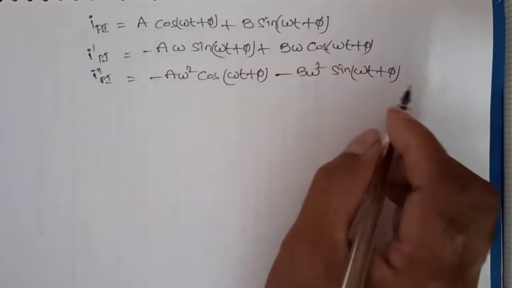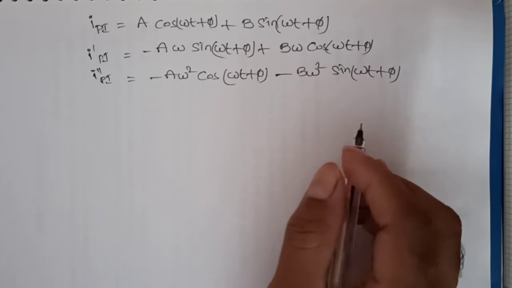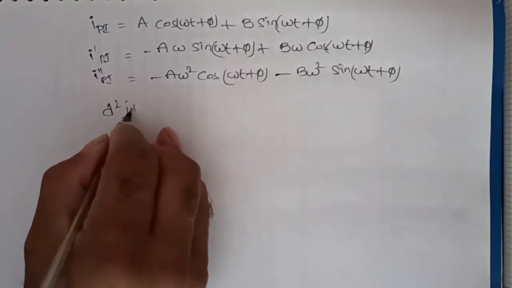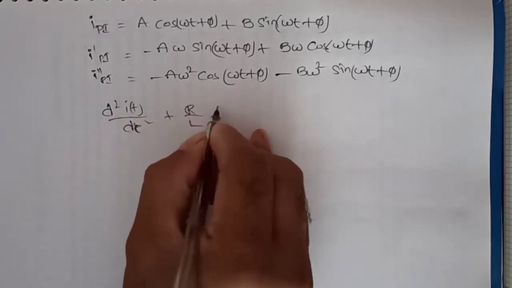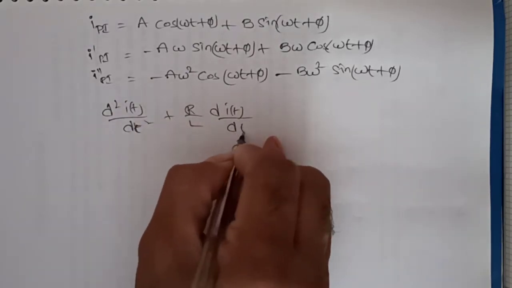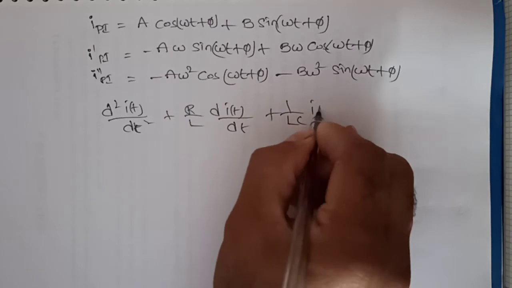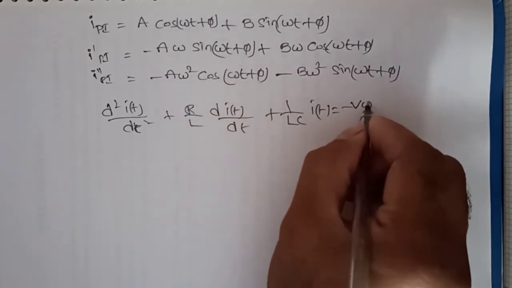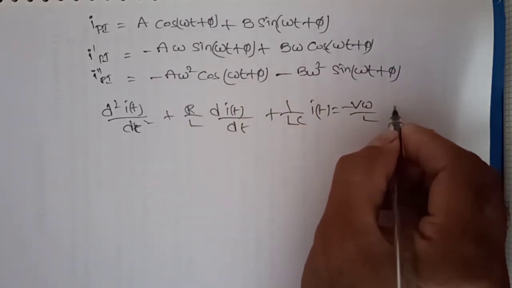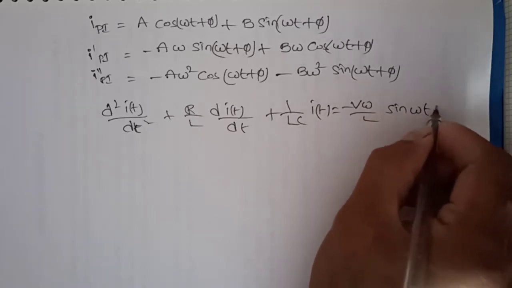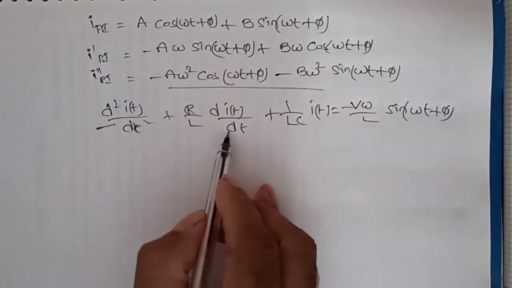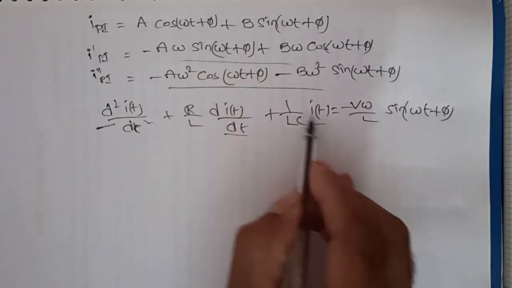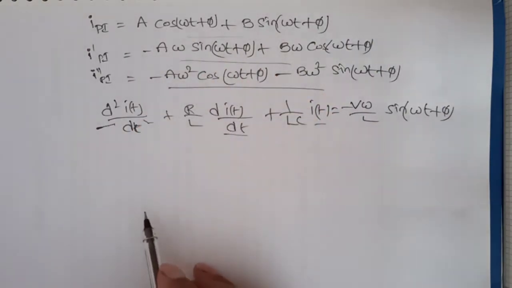Now we have to substitute these terms in the differential equation d square I of t by dt square plus R by L into di of t by dt plus 1 by LC into I of t is equal to minus V omega by L into sine(omega t plus pi). In place of d square I by dt square we substitute this expression, in place of di of t by dt this expression, and in place of I of t this expression. So the equation will become very lengthy.